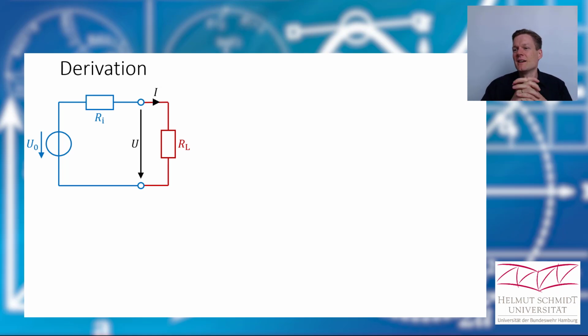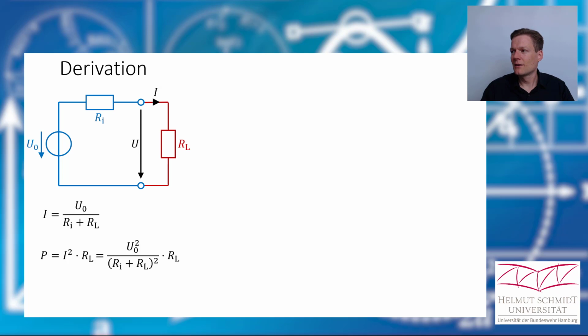So let's calculate it. We have our circuit here, a given practical voltage source and a load resistor. And we want to find out at which value for the load resistor we have the maximum power consumption in it. So let's start with the current here. It's just Ohm's law. We have an ideal voltage source U0 and a total resistance of Ri plus RL. Okay, and we know that the power in the load will be I squared times RL. Okay, we can combine these two equations and get to this.